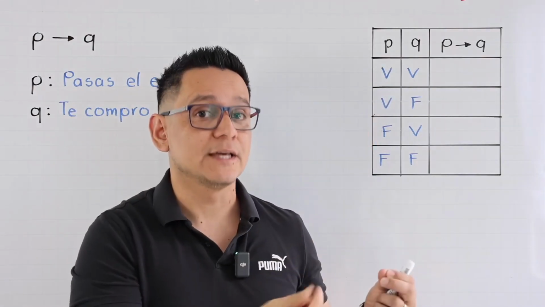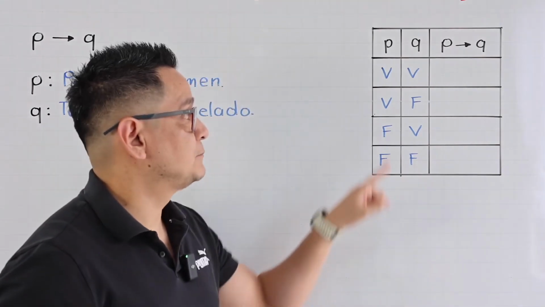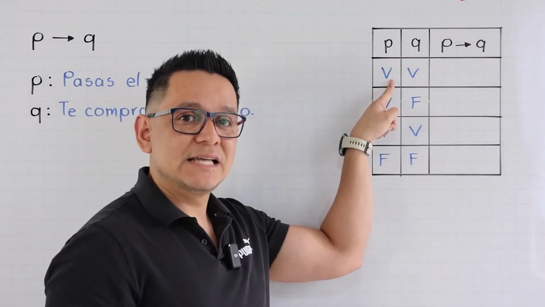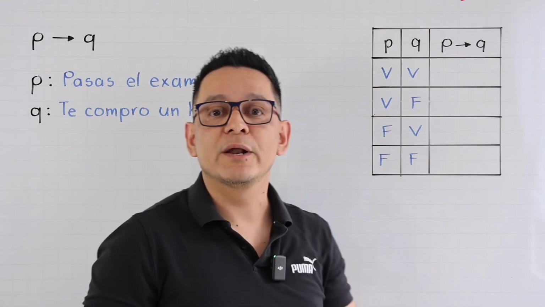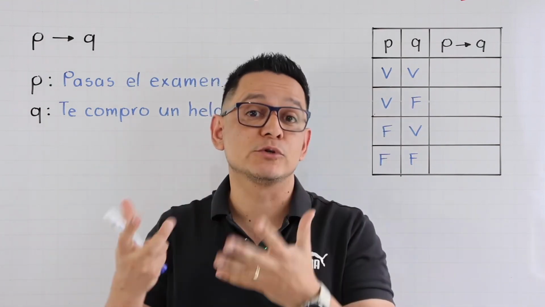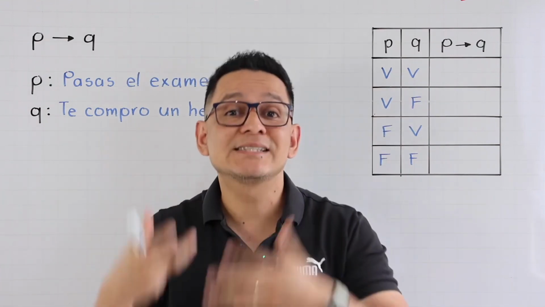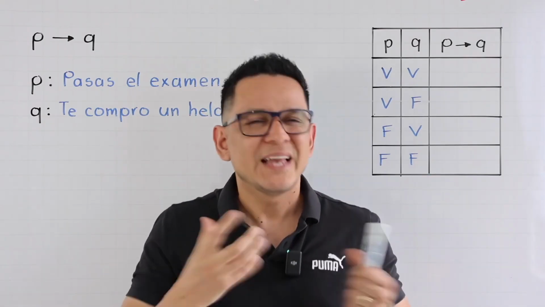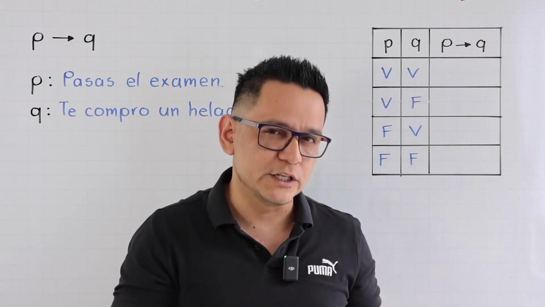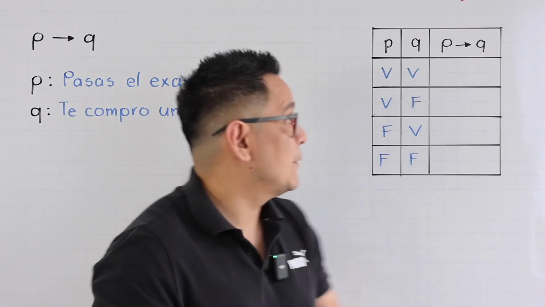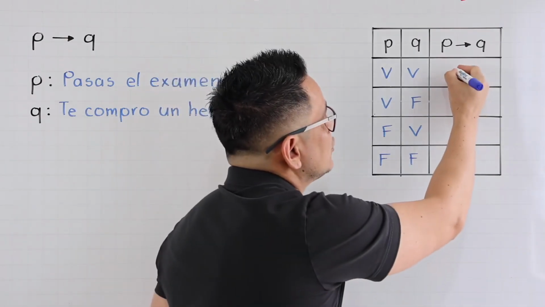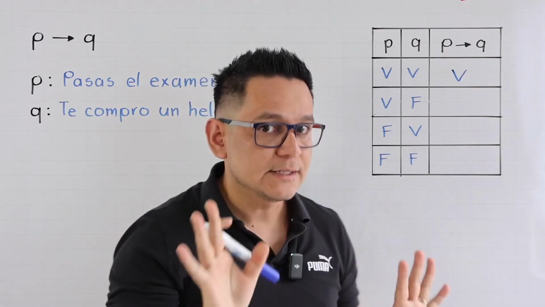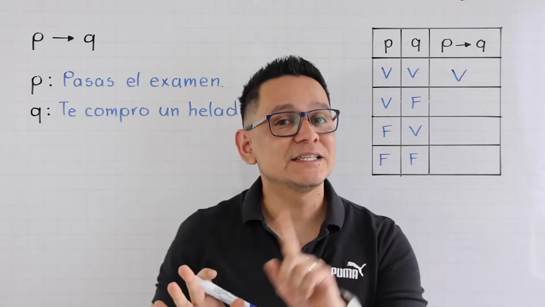All right, let's get started. Watch. It's true that you passed the exam, and it's true that I bought you an ice cream. So, the compound proposition, if you pass the exam, then I'll buy you an ice cream, is being fulfilled. That is, the condition is being met, right? So we're going to say that this proposition is true. That's easy, right? Well, pay close attention, because it's going to get a bit more complicated.